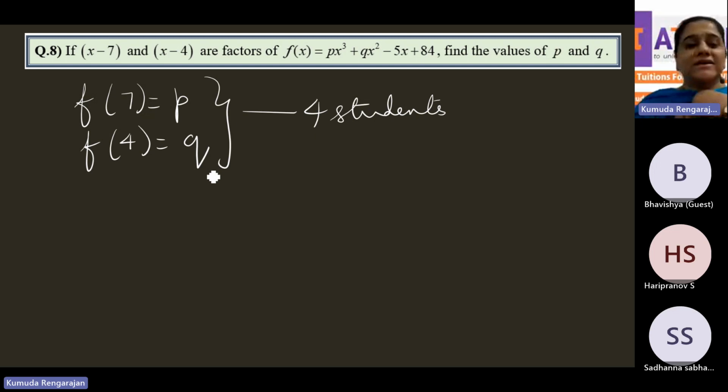So Hari, is it given that when f of x is divided by x minus 7, the remainder is p? Where is it given?